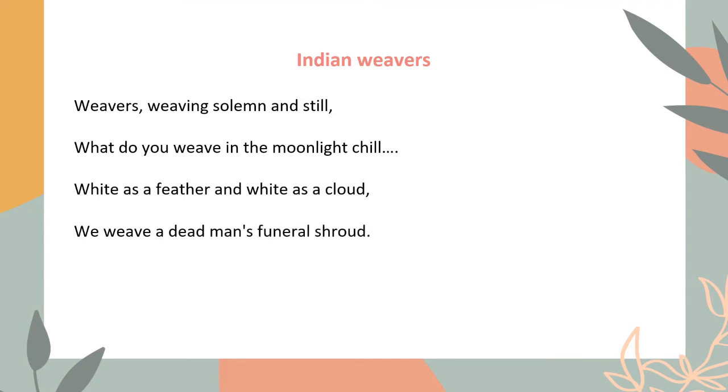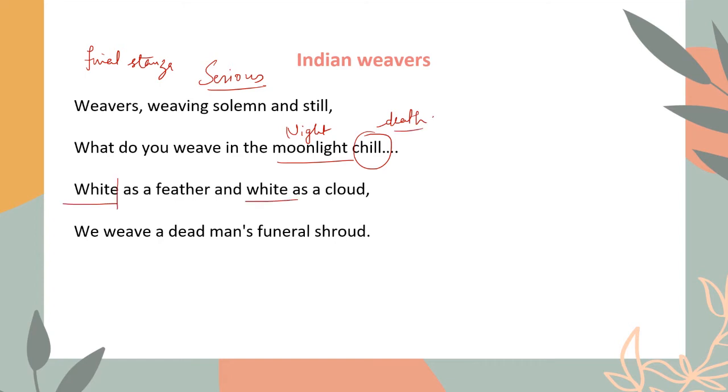So in the final stanza, you'll observe that the weavers are solemn and still. They are serious. They are not in a rejoicing mood. And the time is also night, which is cold, which is chilly. And this cold and chilliness signifies death. In the last stanza, you will also observe that all the colors have vanished, and now the garment is as white as a feather and as white as a cloud.